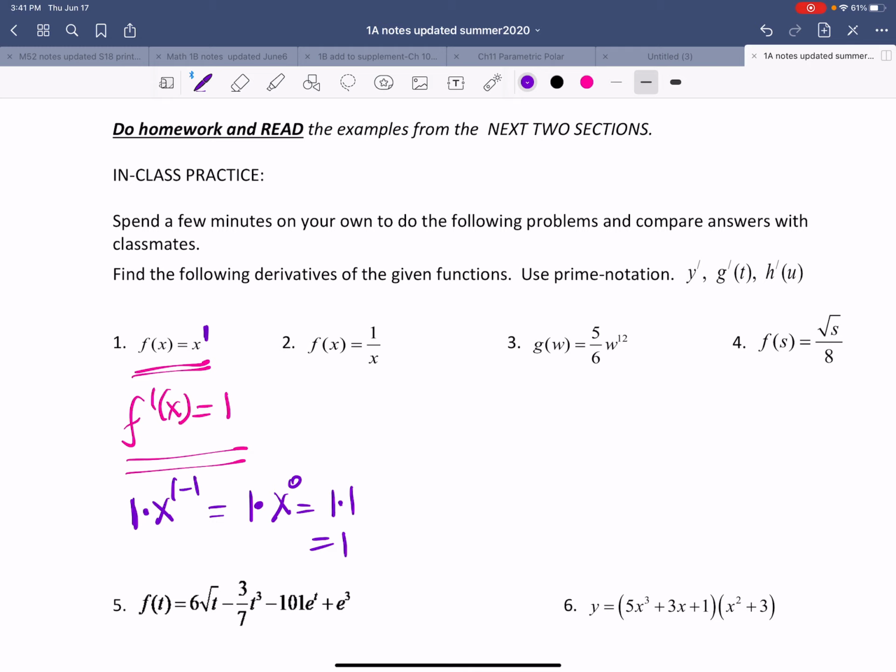Next we have f of x is equal to 1 over x. What's the derivative of f of x equals 1 over x?